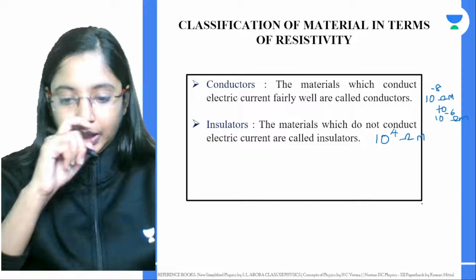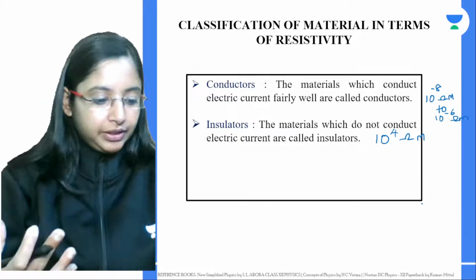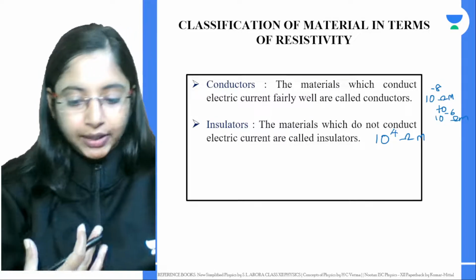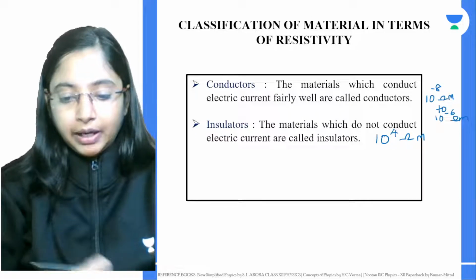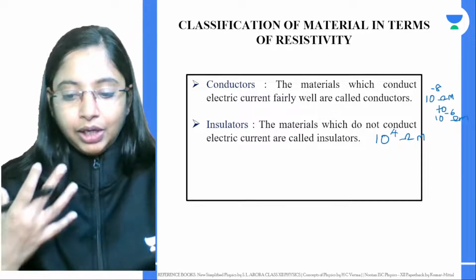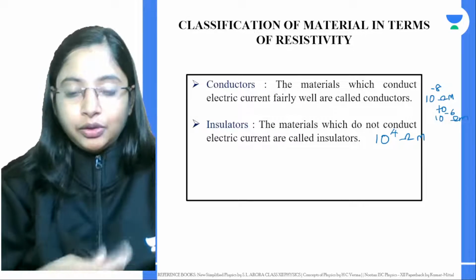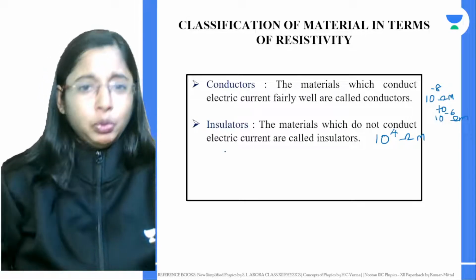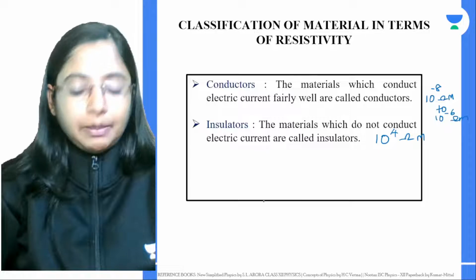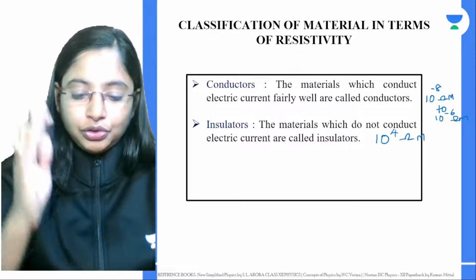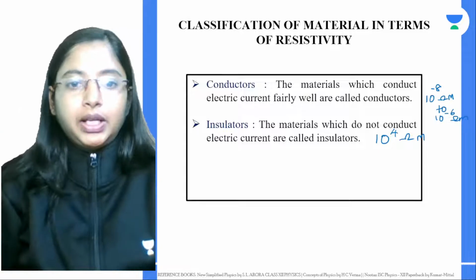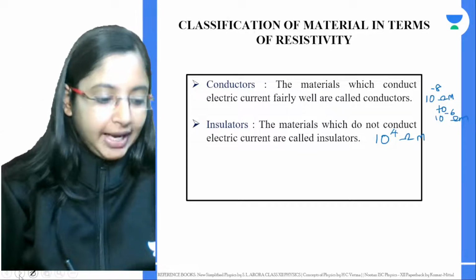Now, example of insulators, if you know any good examples of insulators, you can share it in the chat box. Examples of insulators are mica, glass, rubber, wood. All of these are very good examples of insulators. Insulators are usually used to block electricity because they have high resistivity.